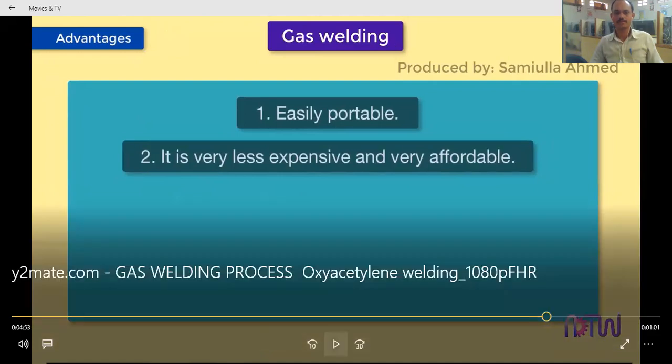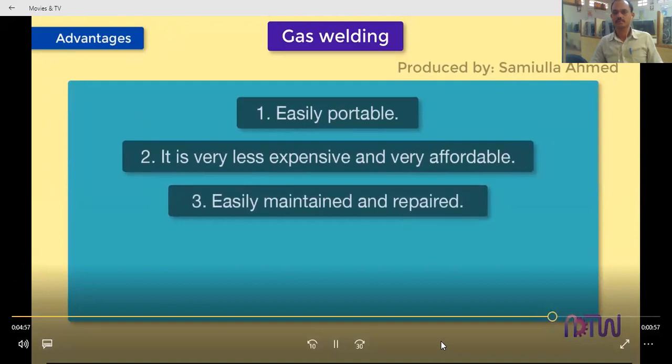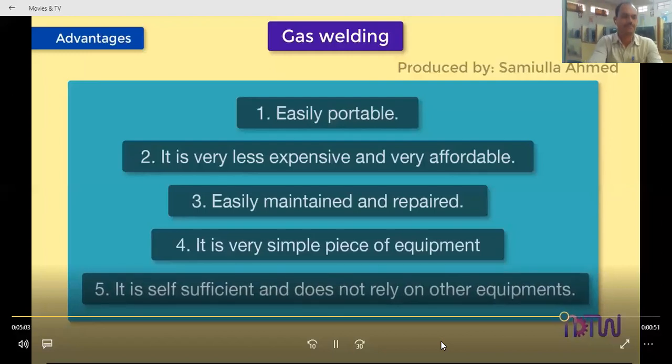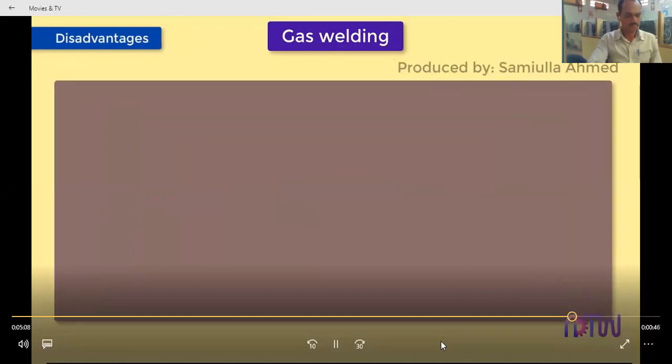Stop the again. And very affordable. 3. It can be easily maintained and repaired. 4. It is a very simple piece of equipment. 5. It is self-sufficient and does not rely on other equipment. Disadvantages of gas welding. 1.